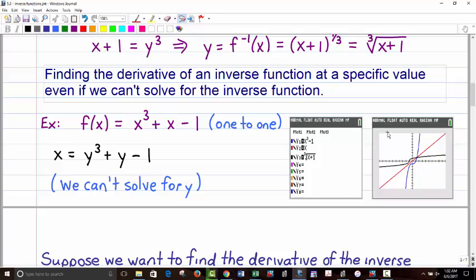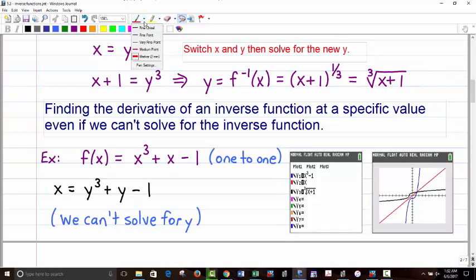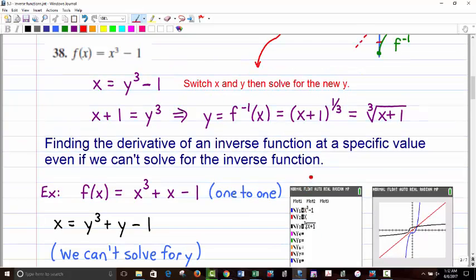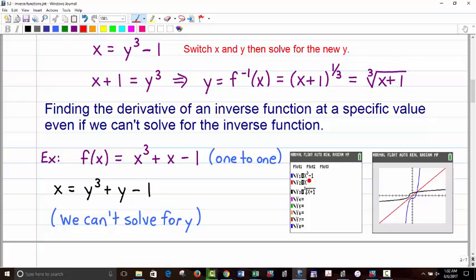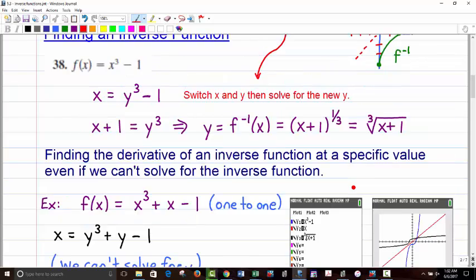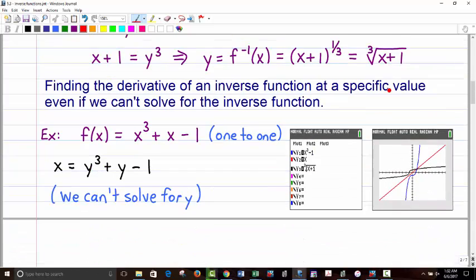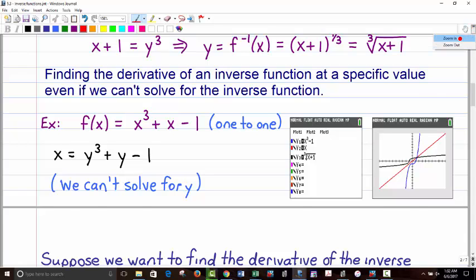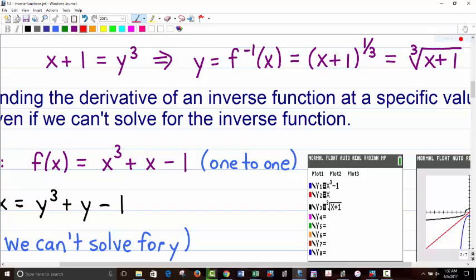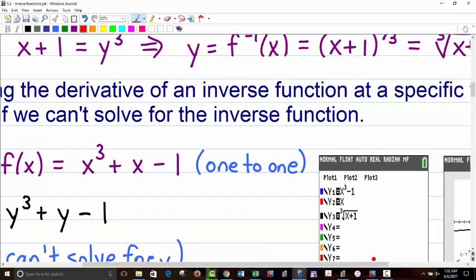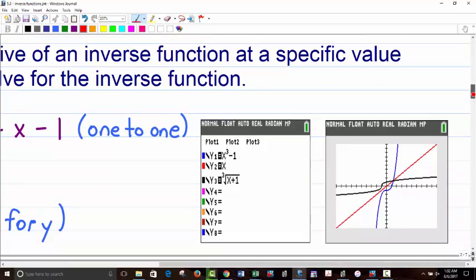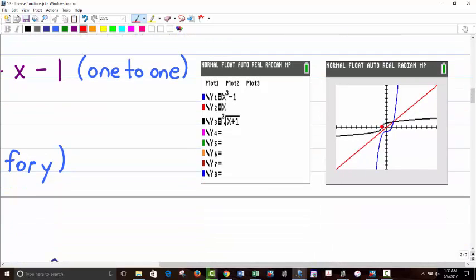So from the last problem, these are the graphs from up here. You see I typed in the original y equals x cubed minus 1, and then y equals x, and then y equals the cube root of x plus 1. The y equals x is in there to show how it reflects. Let me zoom in on this a little bit. Notice these two graphs: if you flip one of them across the y equals x line, they'll be the same graph. They're perfectly symmetric about that y equals x line.